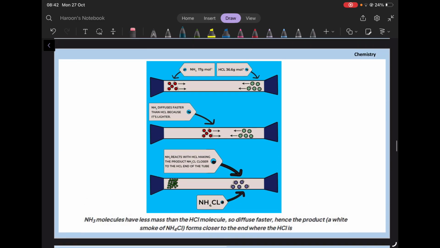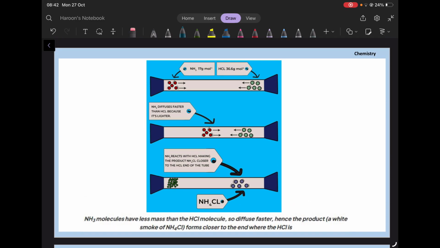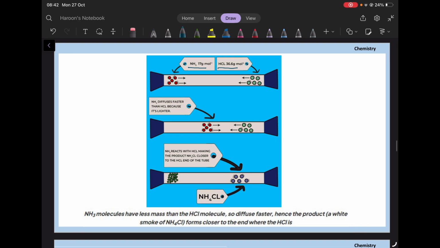So let's move on to this example over here. You see the ammonia over here, and ammonia has a mass of 17. Meanwhile, HCl has a mass of around 36.5. We have taken 36.6 to be precise over here. So now we know ammonia would be faster. Periodic table would be given to you in your exam because it is a lighter gas, and HCl would be slower. Now, where would they react?